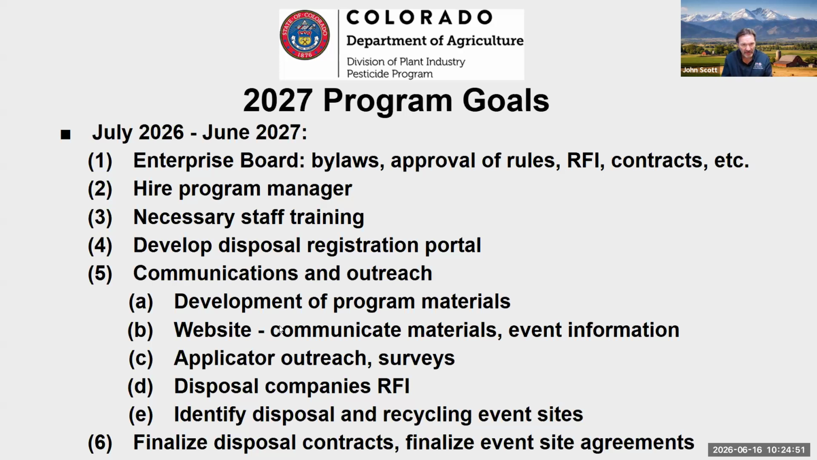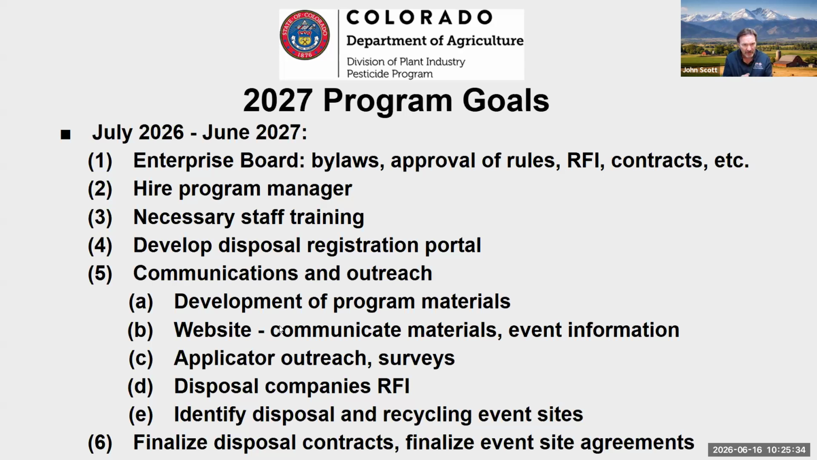Of course, we'll be working on developing our website and communication materials, getting that on our website for future events that we are planning. We'll be doing a lot of applicator outreach and surveys. We really want to get a good finger on the pulse of the industry. What areas of the state have the greatest need for our initial events? Again, the RFI for the disposal companies, and identifying disposal and recycling event sites, which will be working with our dealers or our extension.